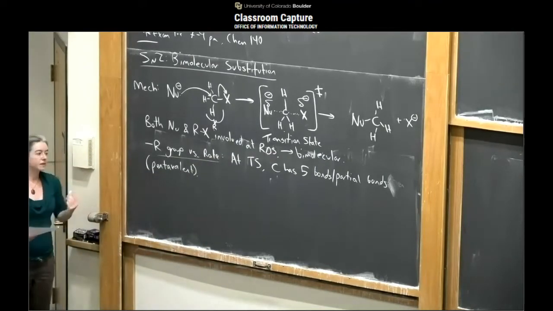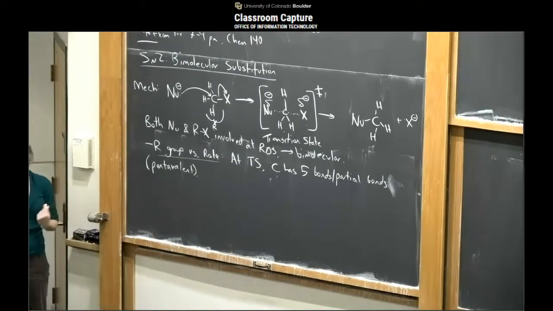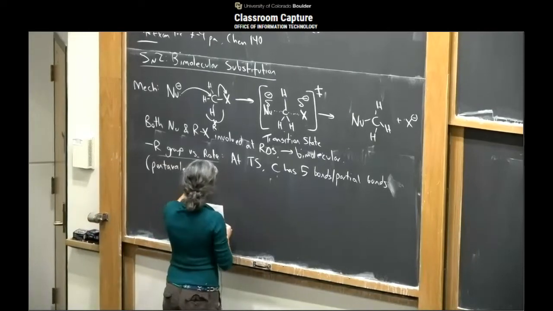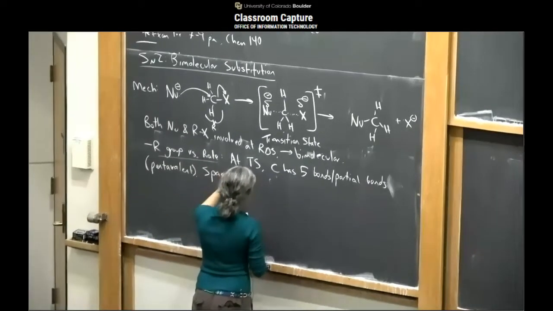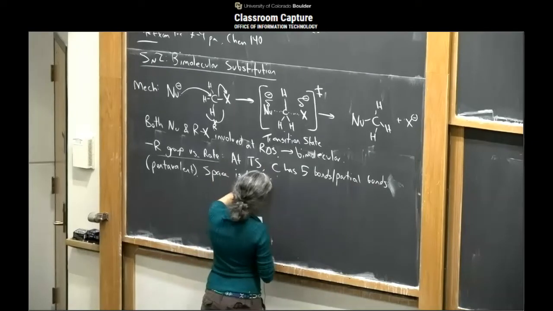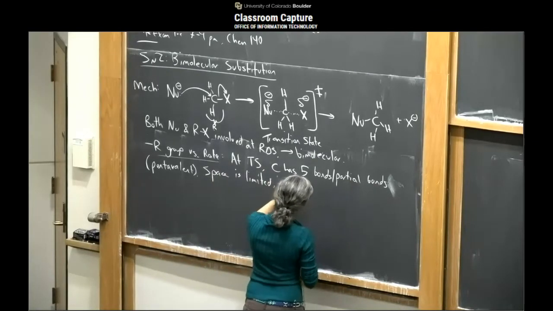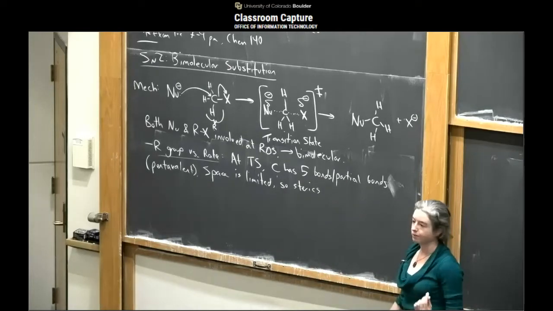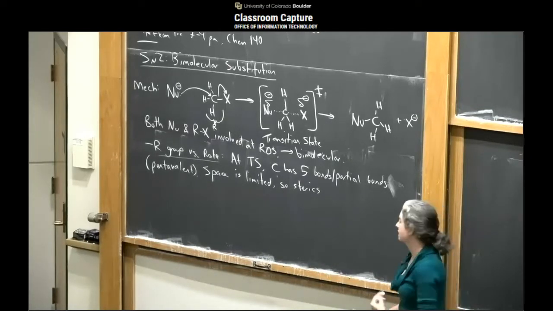Okay, so turns out that space is kind of at a premium here. We are trying to pack in a lot of stuff around that tiny carbon atom. And the bigger that stuff is, the harder that's going to be. So sterics, having big bulky groups attached to that carbon, are going to make this really difficult.